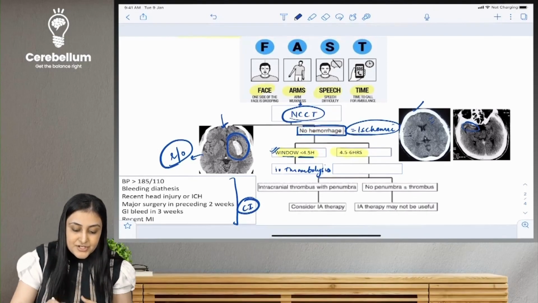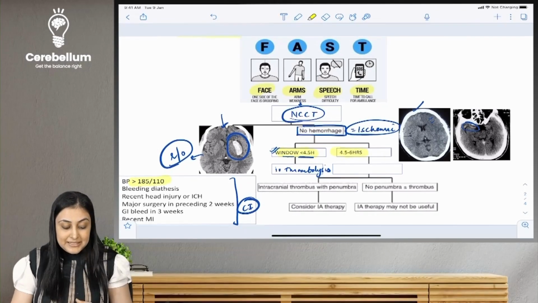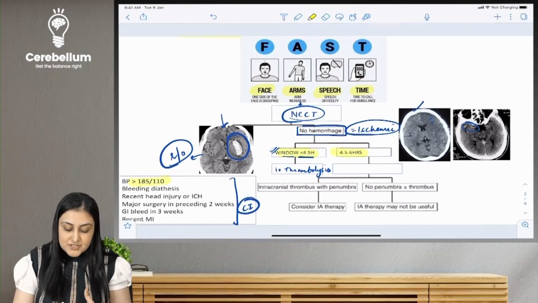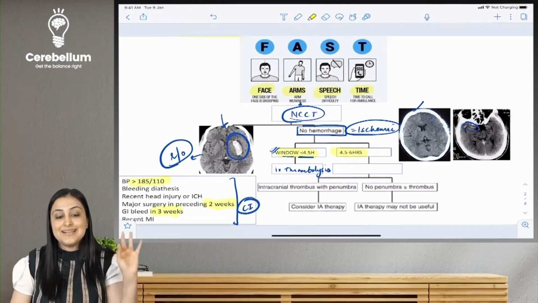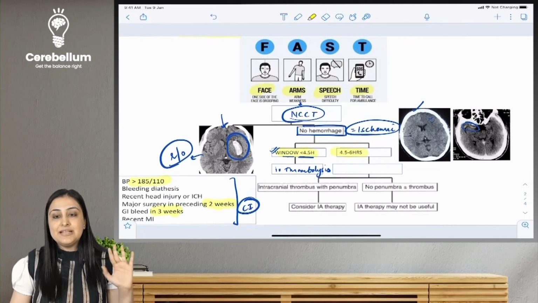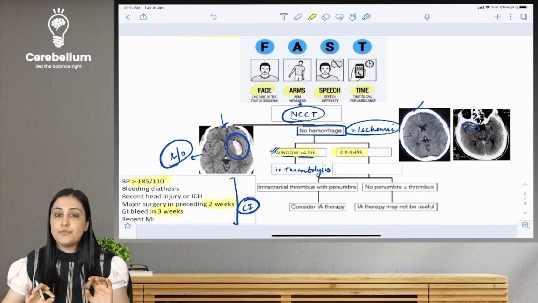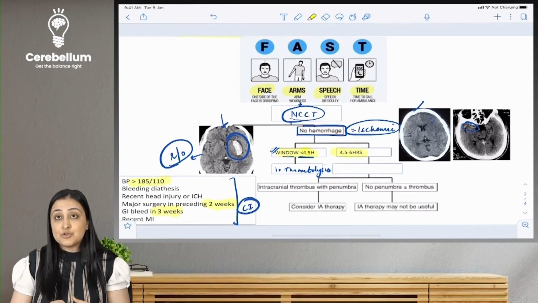So the contraindications, very quickly: BP more than 185 by 110, bleeding diathesis, head injury or intracranial hemorrhage, major surgery in 2 weeks, GI bleed in 3 weeks, and recent MI. So these are the contraindications. They will usually tell you in the exam that there are no contraindications to thrombolysis. What do you do next? If the patient is in the window period, IV thrombolysis.